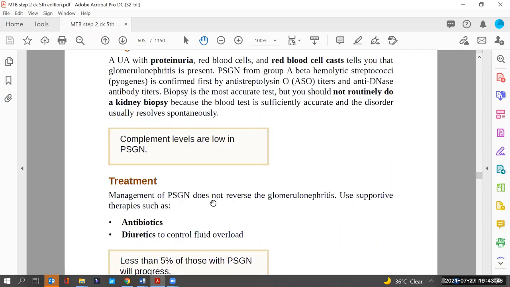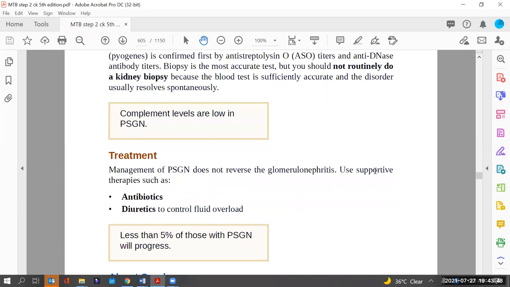Treatment management does not, of course, reverse the glomerulonephritis. Whatever you do, you will just support the patient. For example, if infection and inflammation are there, you're just going to eradicate the infection. But what happened to the glomerular membrane has happened already, and you cannot change that. Once the damage to the glomerular membrane has occurred, that damage will be there. You will just prevent the patient from getting more and more damage, and you will support your patient if she or he is having inflammatory symptoms.